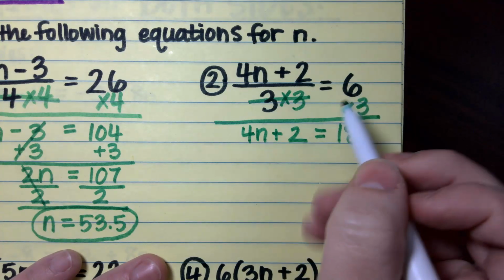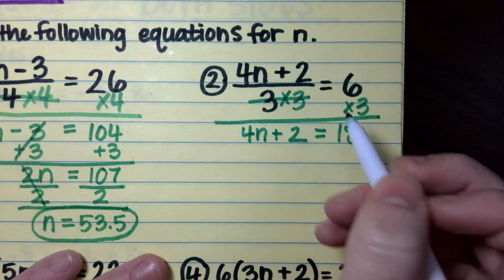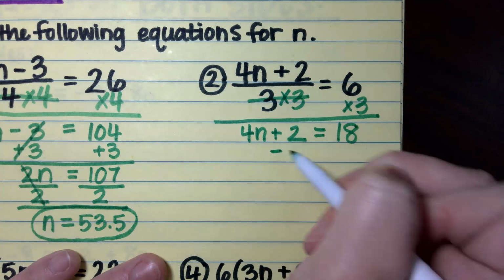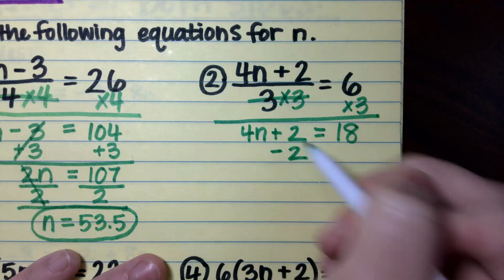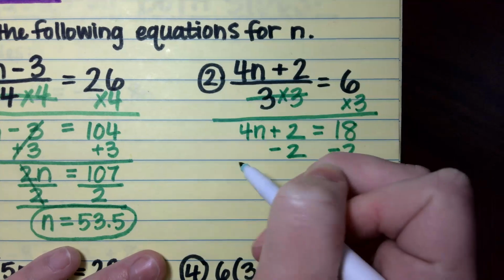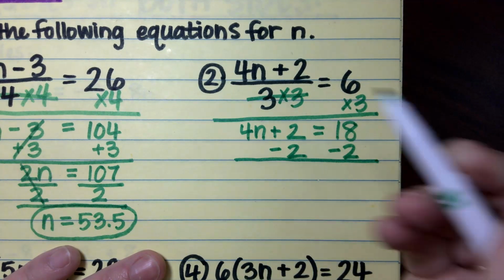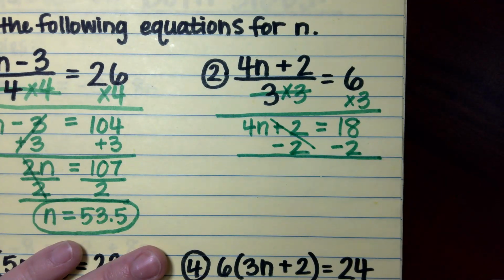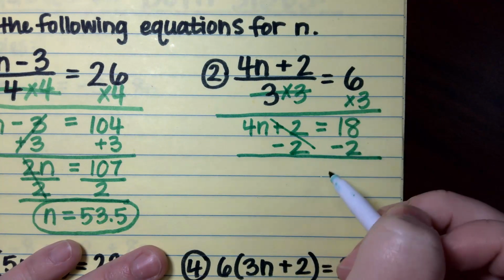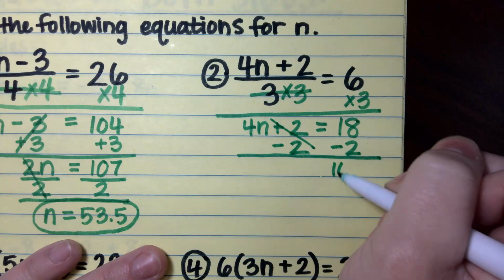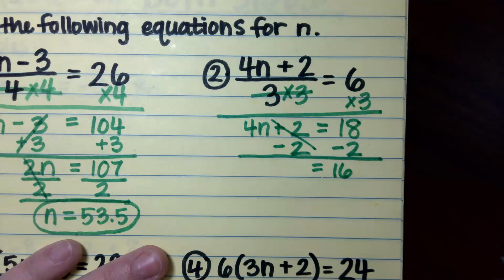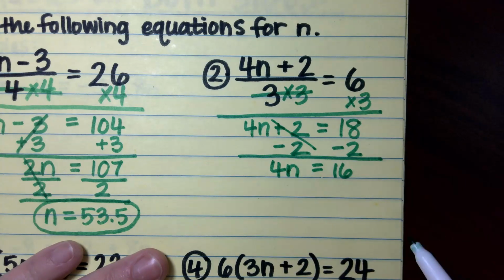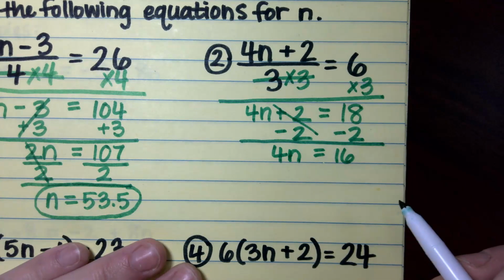Say that one more time. There we go. Yeah, we've got plus 2, so we got to use our inverse operations and do the opposite. Minus 2 on both sides. Our 2's are going to cancel. Now what? Yeah, 18 minus 2 is 16. I'll bring down my equal sign, and I'll bring down my 4 times n. And what's our last step?